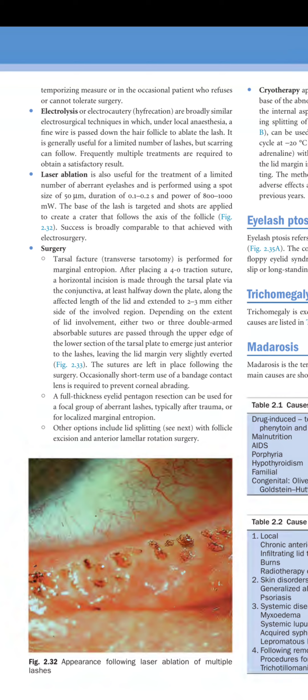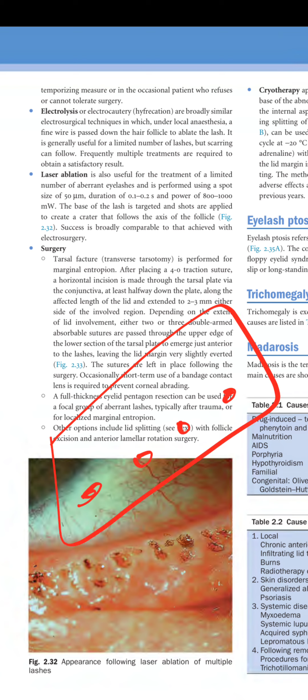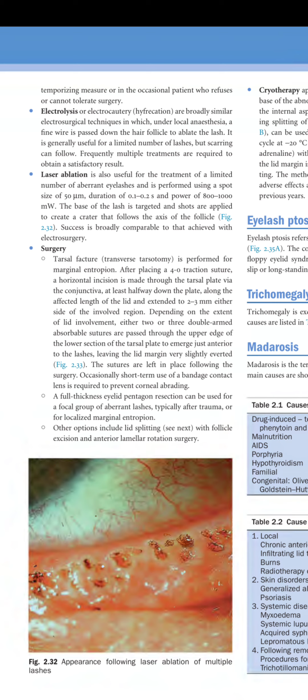So, in case of the electrolysis, what we do is, for example, this is a lash follicle. Under local anesthesia, the wire is passed onto the hair follicle and they are ablated. It is used when there are a small number of misdirected lashes, but this treatment can be repeated as well.